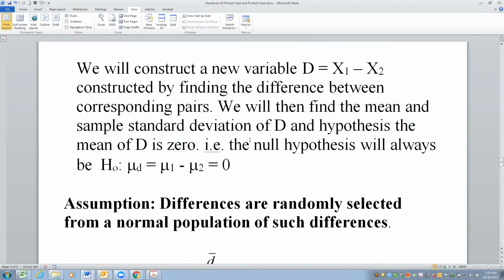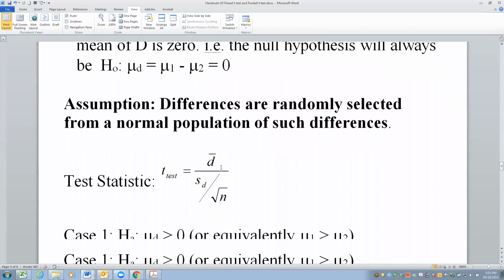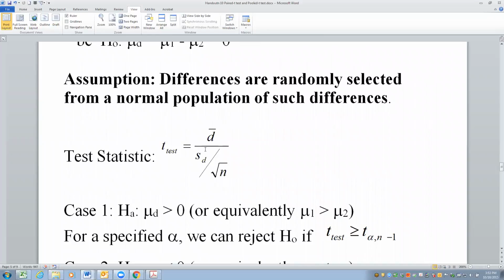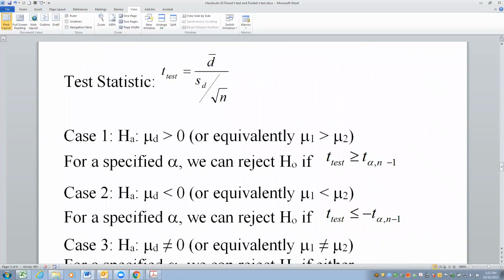We'll call that difference mu sub d. We will test the null hypothesis that the difference is equal to 0 versus some alternative. The test statistic will be d bar over s sub d over the square root of n. Well, we can have one of three cases, just like we did before. Either the difference is going to be greater than 0 or less than 0 or not equal to 0.